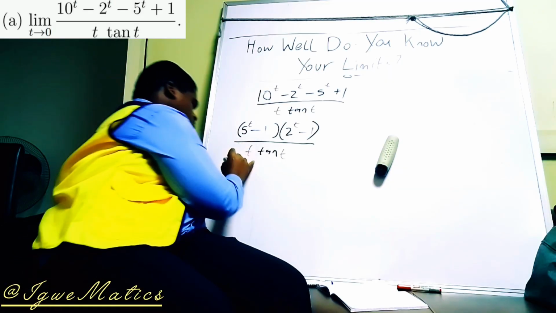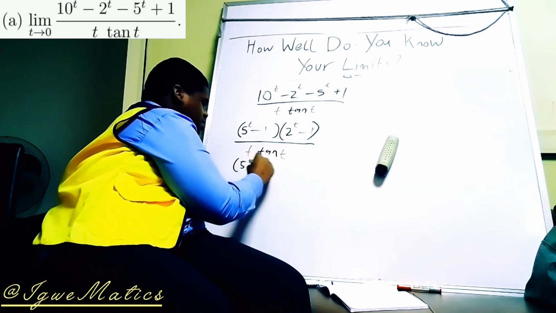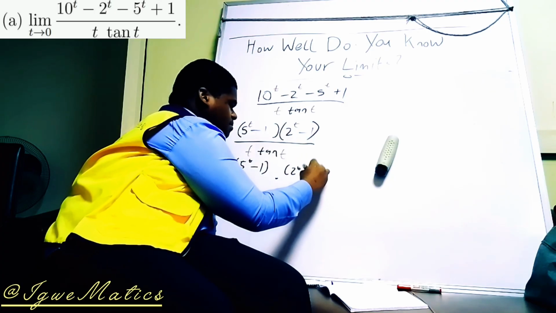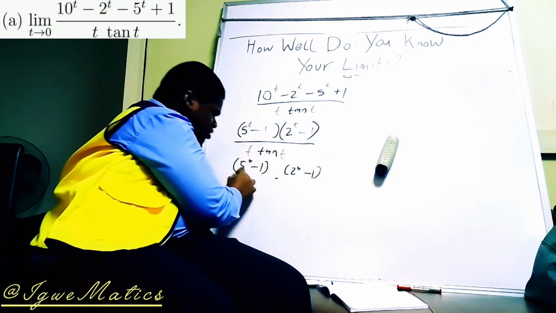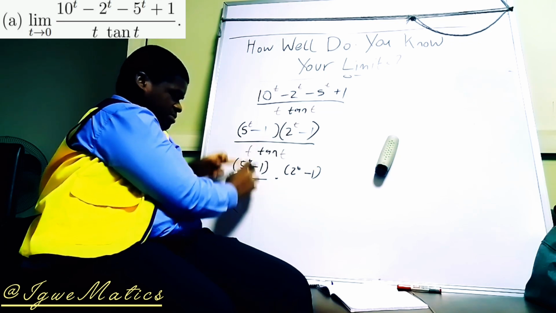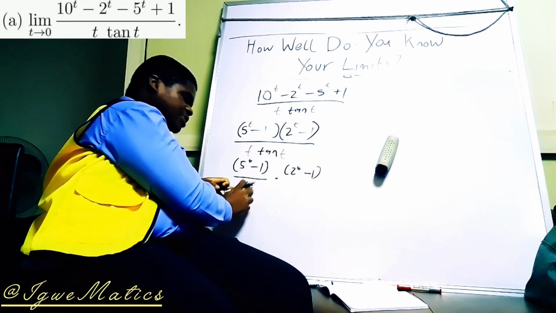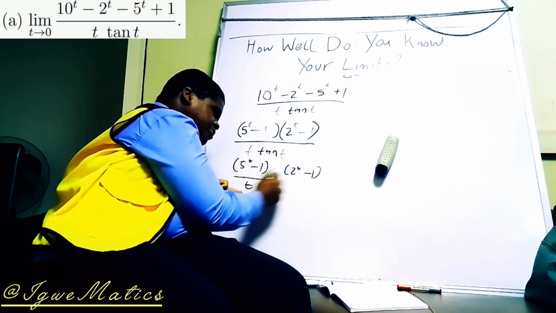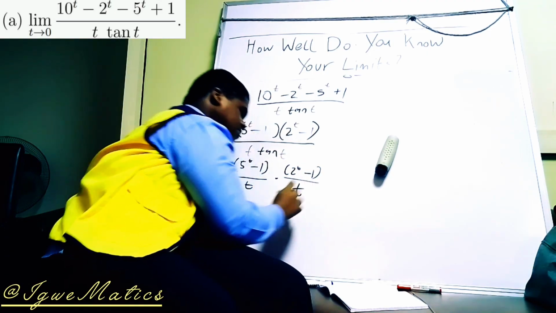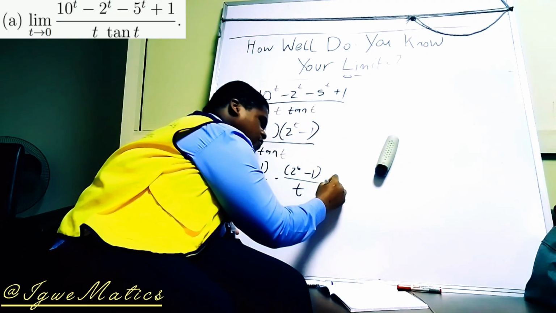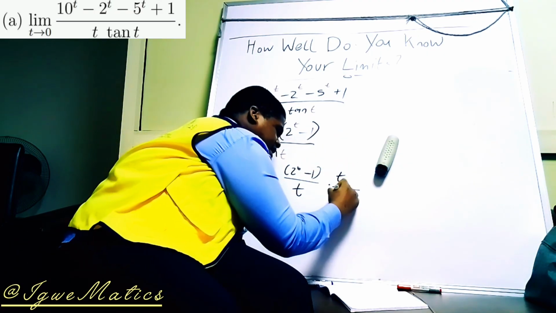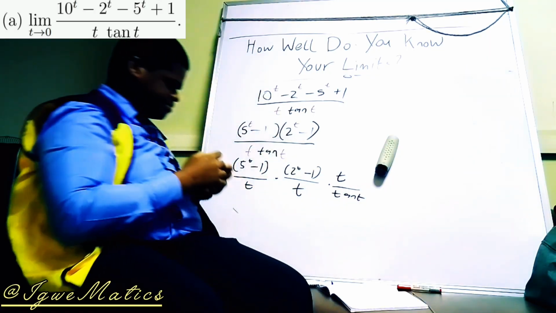To complete this limit, what we have here is 5 to the power of t minus 1 times 2 to the power of t minus 1. To complete the limit, I need something that will divide t here. Good, we already have t. Since you have t in the numerator here, you can just put that t in the numerator. We add that t, but to balance everything off, since we are dividing by t, we have to balance it off by multiplying by t again. Divided by tan t.